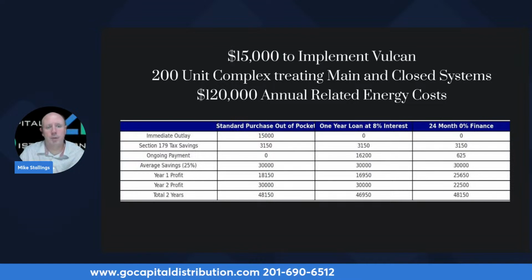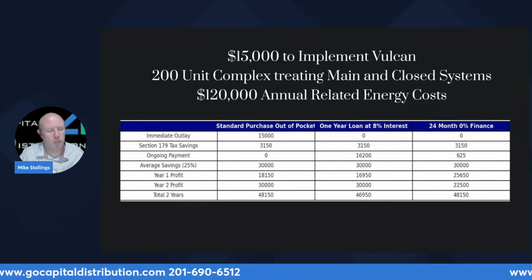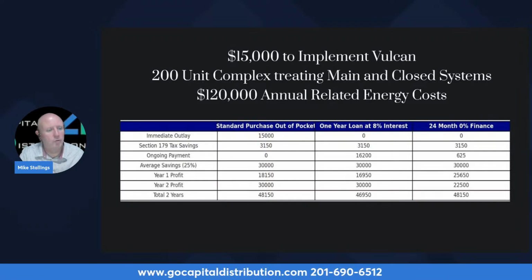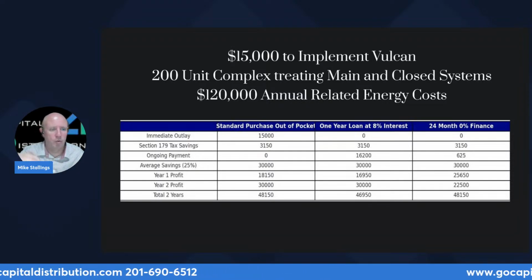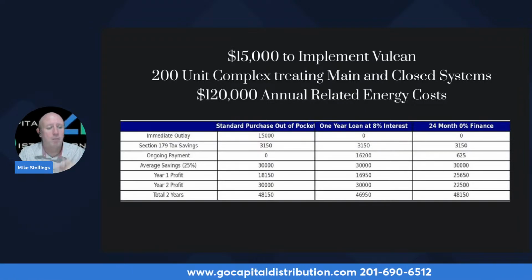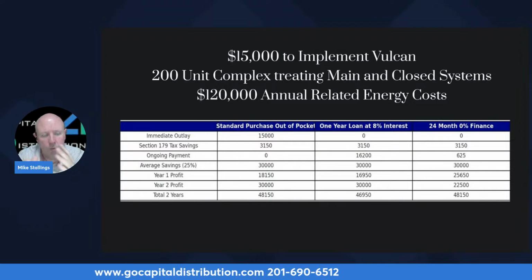So the cost to implement a Vulcan, and I just did a quick example here. If we're talking about a 200-unit complex, treating the main line and any closed systems, and I'll explain more about that in a second. Closed systems are typically where you're recirculating your hot water. It goes through maybe mixing valves, goes through the boiler, goes through the mixing valves, comes back around, and also goes up to your units. So we would typically treat the main line and also those lines.